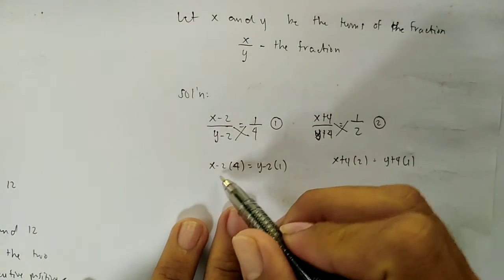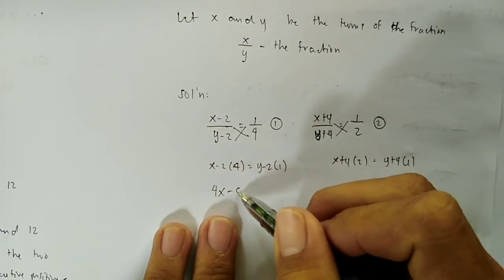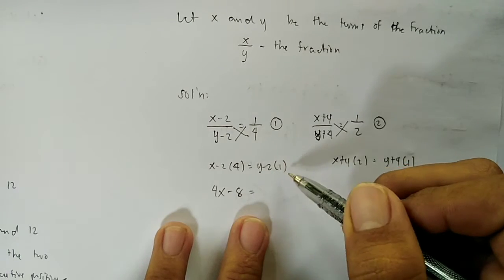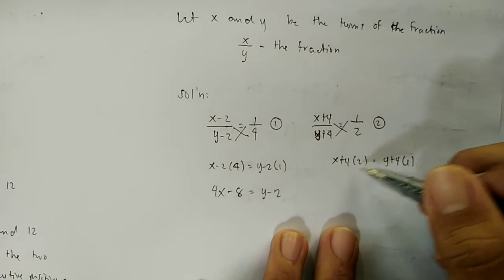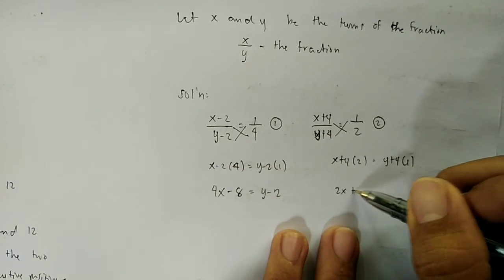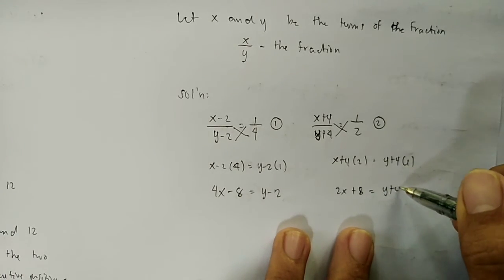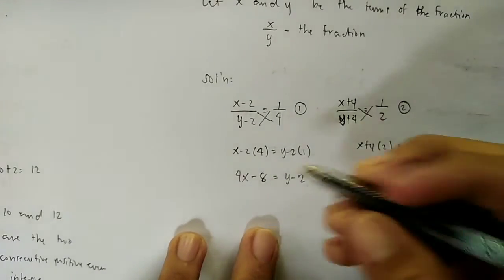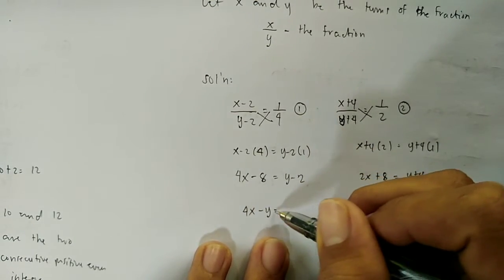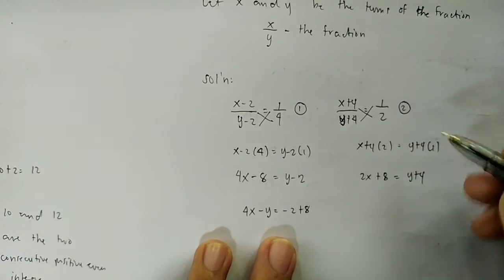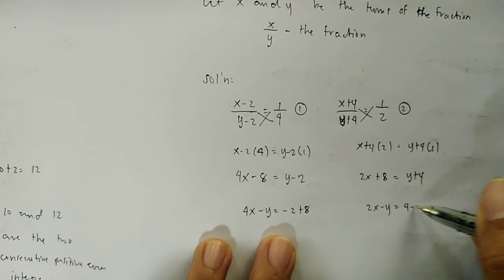So simplifying further, x minus 2 times 4, that is 4x. 4 times negative 2, that is negative 8, is equal to y minus 2 times 1, that is still y minus 2. The other equation, we have x plus 4 times 2, that is 2x, plus 8, that is 2 times 4. Then y plus 4 times 1, that is still y plus 4. So simplifying further, combining like terms, we will get 4x minus y is equal to negative 2 plus 8. And on the other side, we have 2x minus y is equal to 4 minus 8.